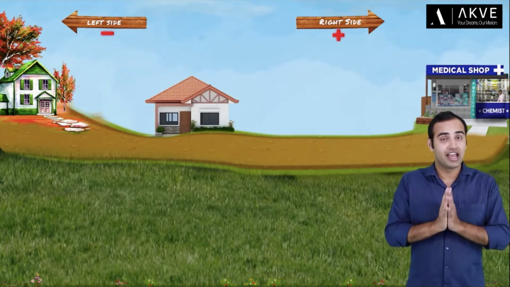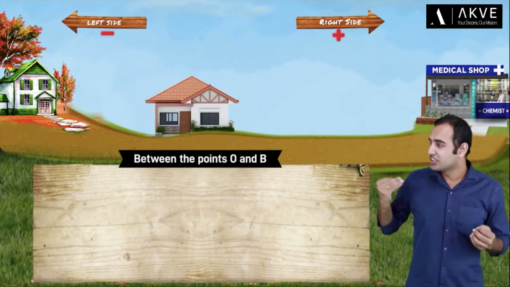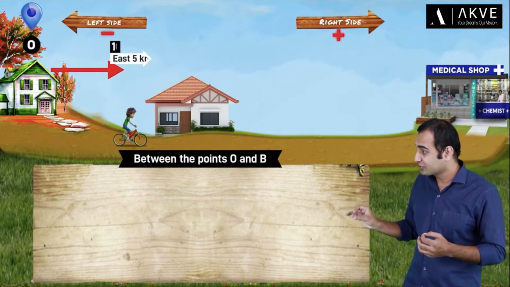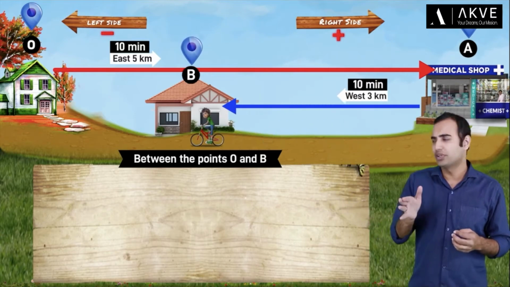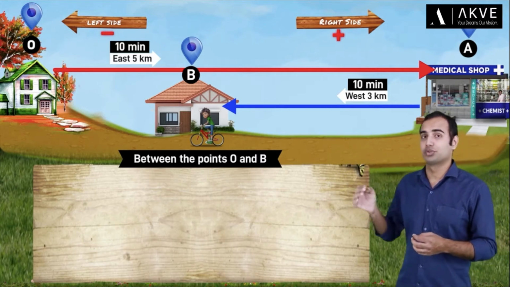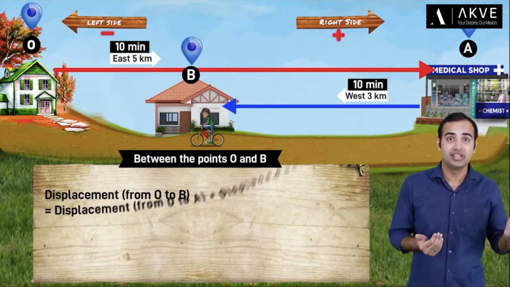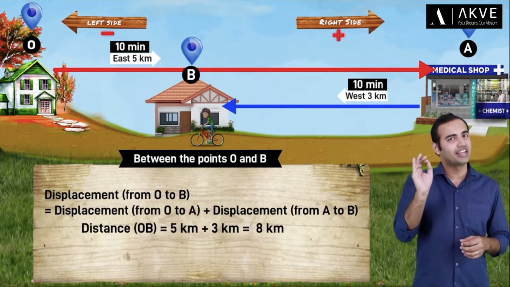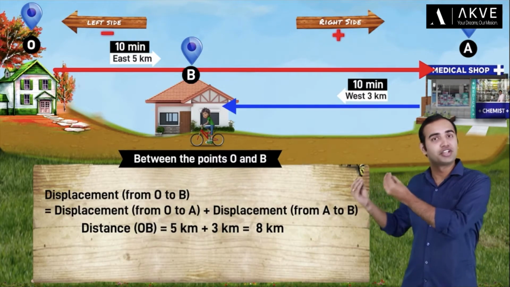Now let's calculate the average speed and average velocity between the points O and B. But you see, Jack doesn't directly go from point O to point B. Rather, Jack first goes to point A from point O and then turns around to go to point B. Or in other words, Jack begins at his house, goes to the medical store first, and then turns around to go to his friend's house. So the total distance covered between the points O and B is OA plus AB, which is nothing but 5 plus 3 kilometers or 8 kilometers. So total distance covered in this case comes out to be 8 kilometers.